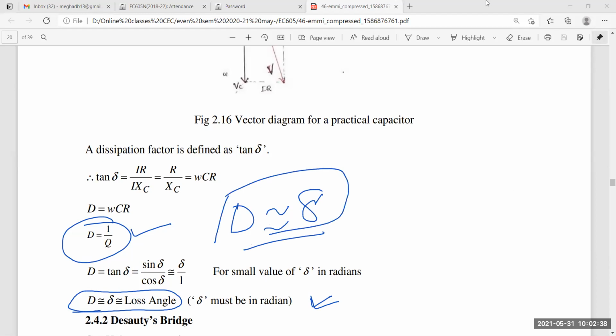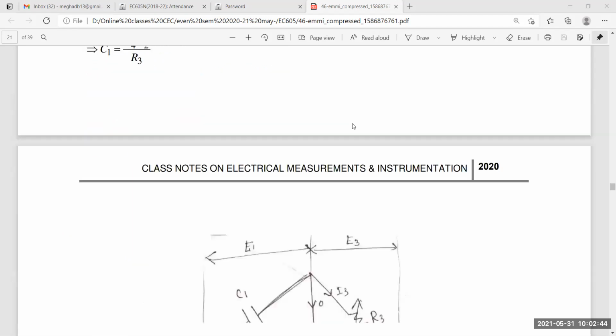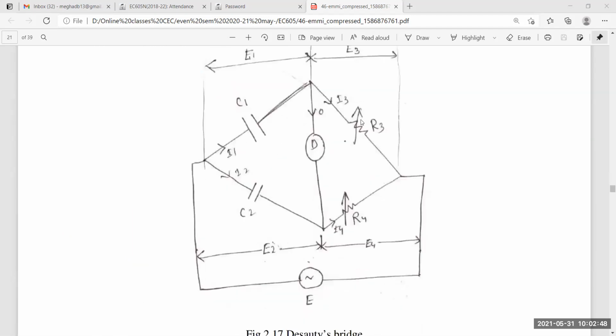Now let us move on to the next part, that is the De Sauty bridge. So let me first show you the diagram. This is my De Sauty bridge diagram. I think it is visible to you. One more thing, let me tell you. Now the De Sauty bridge, you can say, is the most suitable bridge for comparing two values of capacitor, because you see here we have already connected two capacitors. One is capacitor C1, one is capacitor C2. So we will try to compare these two capacitors here.